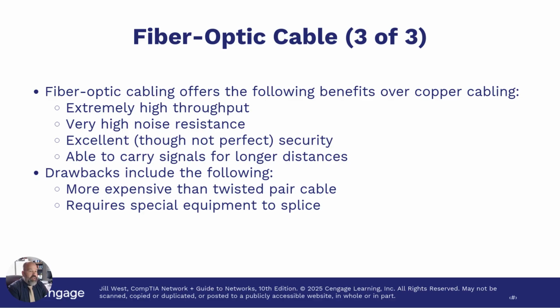Fiber optic cable really is the superhero of networking, because it includes extremely high throughput, excellent noise resistance, great security, although it's not perfect, and the ability to carry signals over long distance. There are a few drawbacks though. It's more expensive than twisted pair cable, and it does require special equipment to splice and terminate. So this is like comparing a Ferrari to a Honda Civic. The Ferrari performs better, but you'll pay more for it because you're going to need specialized mechanics.